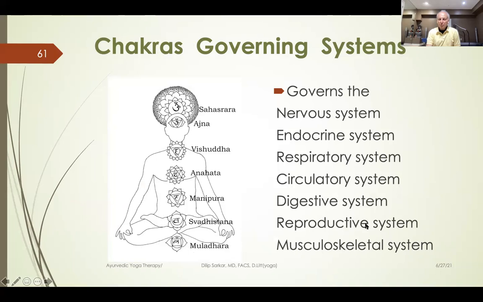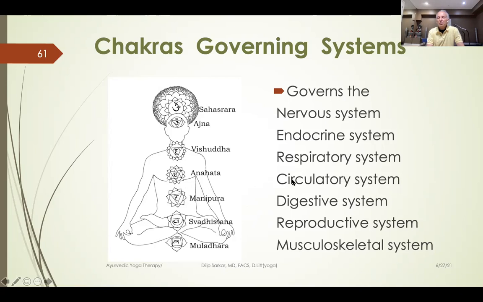Pelvic chakra is connected to the reproductive system. So if a woman has, say, polycystic ovarian syndrome, PCOD, or a uterine fibroid, or has a problem with fertility, not having babies, you need to balance this. Solar plexus chakra is connected to the digestive system. So if you have a digestive issue, you balance this chakra.